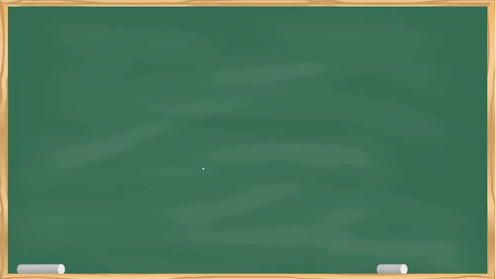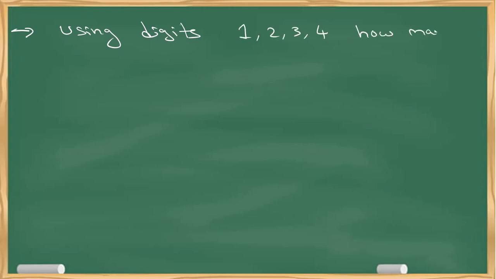So let me take the first example. Using digits 1, 2, 3, 4, how many 2-digit numbers can be formed? That is the question. Whenever this comes under permutation, because permutation means the order is very important, combination means the order is unimportant. We'll discuss more about that, not right now. So, using digits 1, 2, 3, 4, how many 2-digit numbers can be formed?